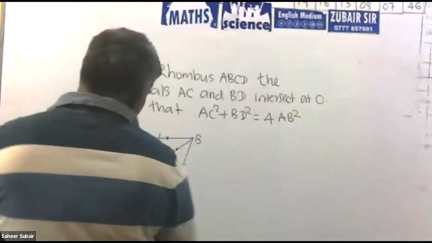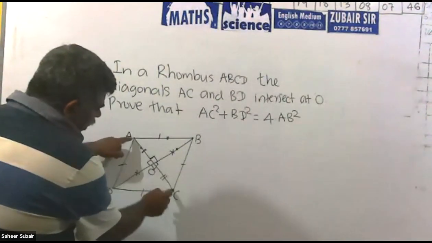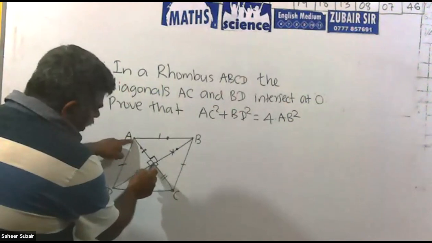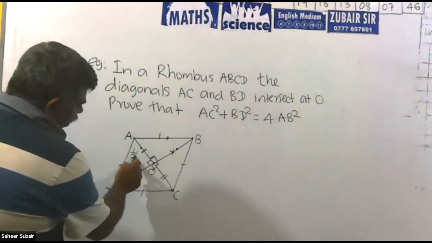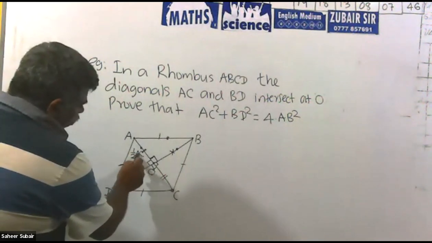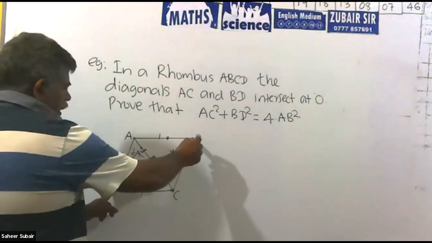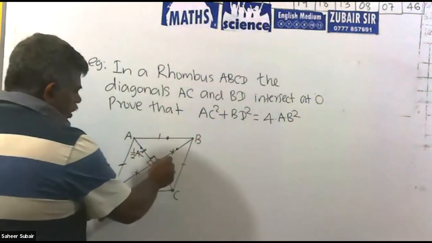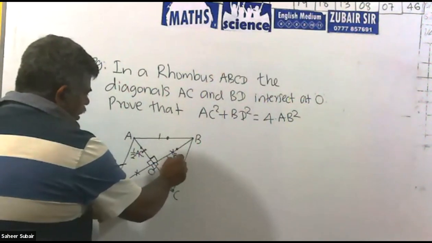Then see, this whole line is AC. It is getting bisected here. Then this much is half of AC. Like that, this whole line is BD. It is bisecting here. So this half part is half BD.